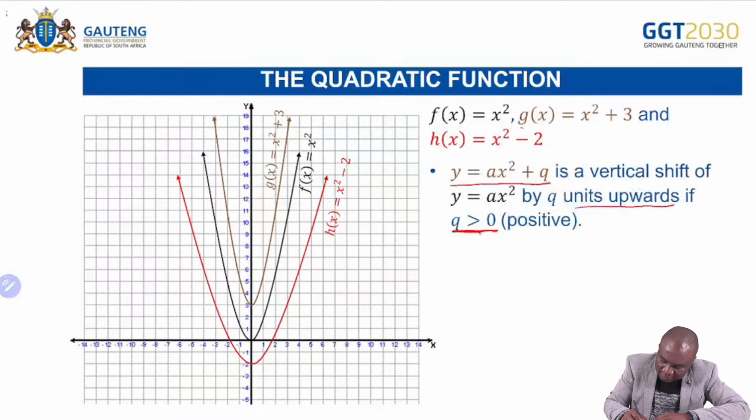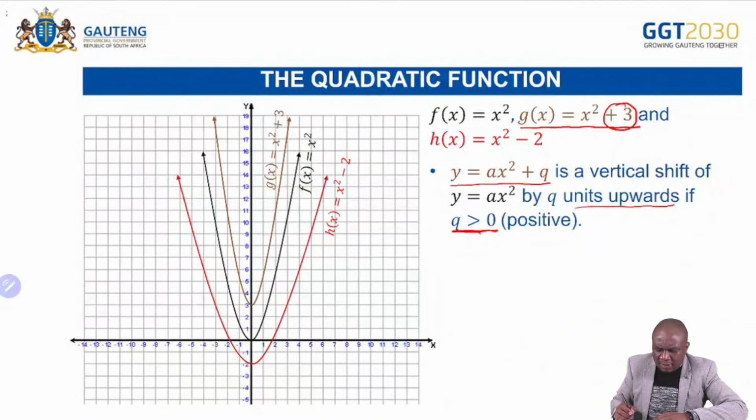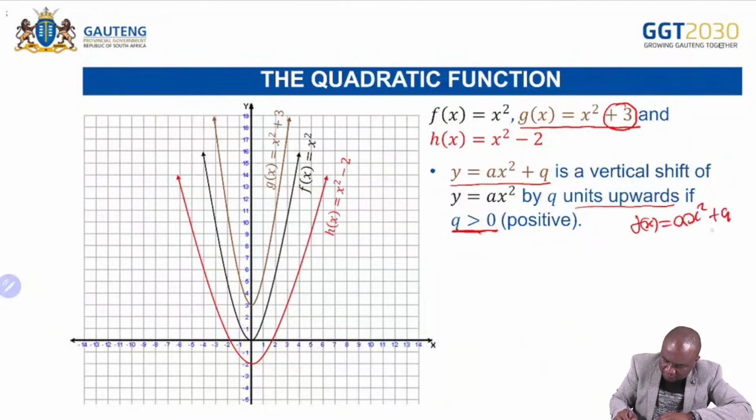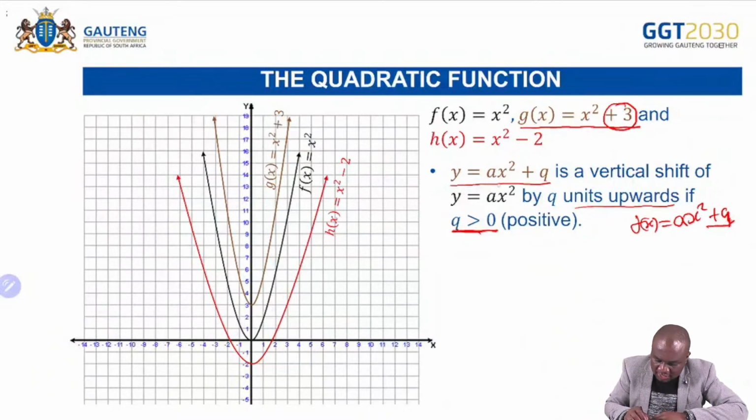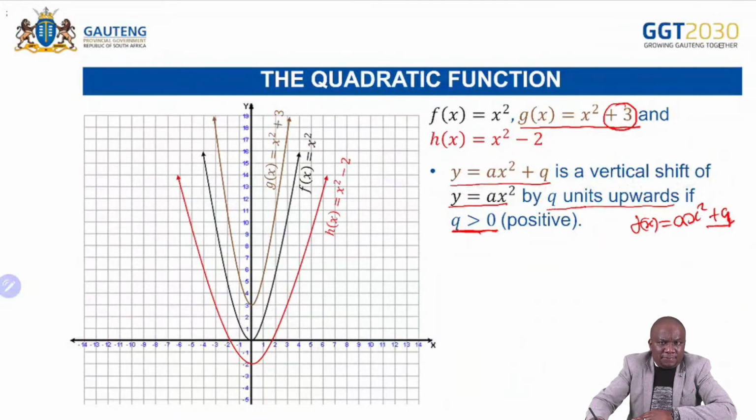Like in this example here, our q is positive 3. Remember our general equation is f of x is equal to ax squared plus q. So our q is positive 3, so it means the graph is shifted upwards by 3 units. So y is equal to ax squared plus q is a vertical shift of y is equal to ax squared by q units upwards if q is greater than 0, if q is positive. 1 minute for you to write your notes.